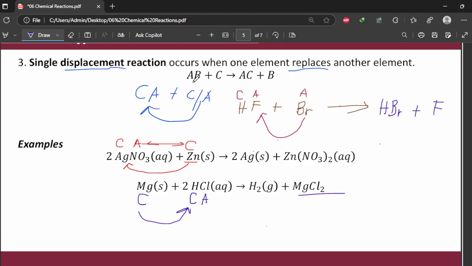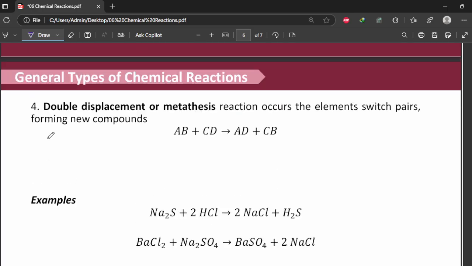Okay, so yun yung sinasabi dito ni sir. Not necessarily it follows AB plus C and then C will replace B, but instead kung ano yung C natin or kung ano yung solo natin sa reactant, depende yon kung cation or anion siya. Kung cation siya, papalitan niya yung cation dun sa compound. Pag anion siya, papalitan niya yung anion sa compound. Basta tatandaan natin, for single displacement, you have a compound plus an element or an atom. Okay? How about for double displacement?